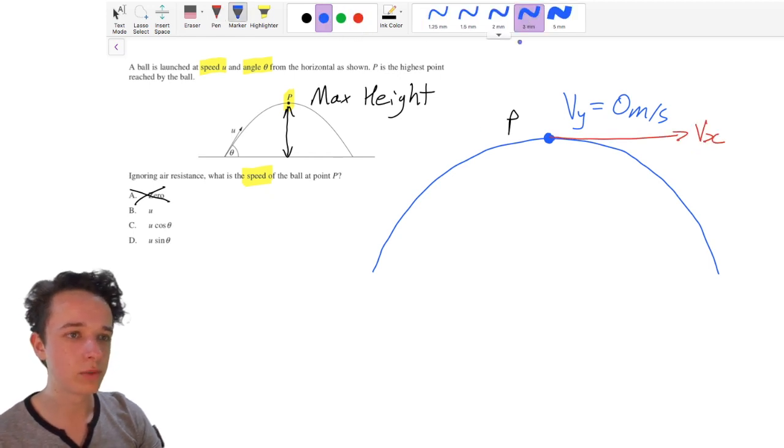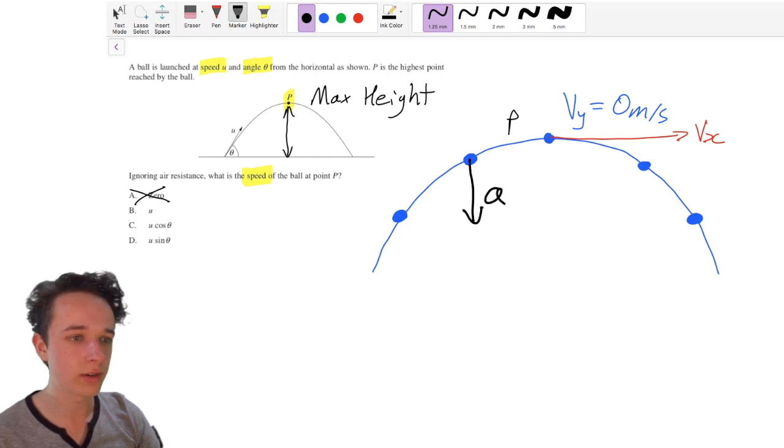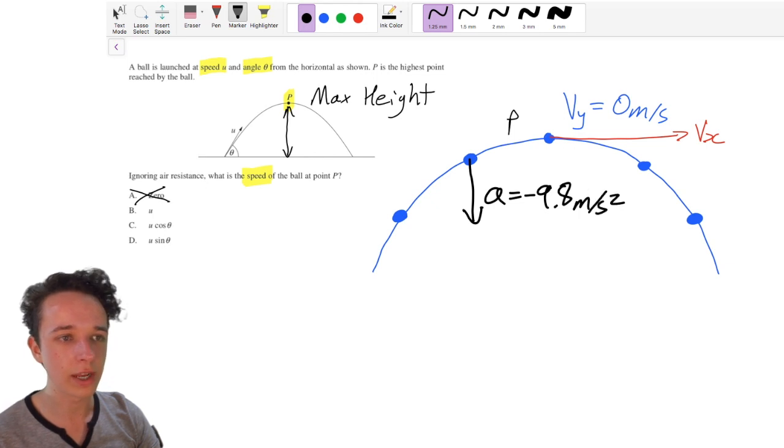Something that we know about this projectile is that at every point in its motion, the only force that is being applied to it is the force of gravity. And therefore, it's going to have a constant acceleration of negative 9.8 meters per second squared at each point, right? It's going to be the same here, it's going to be the same here, it's going to be the same here, etc.